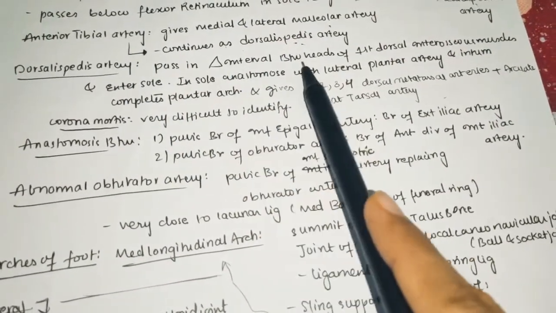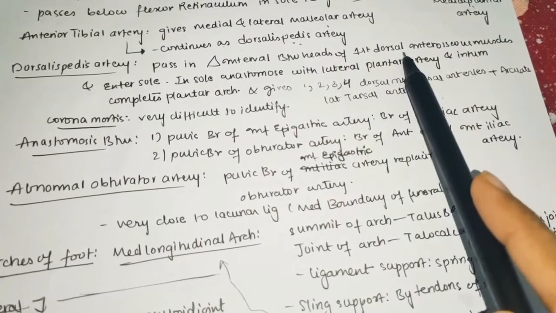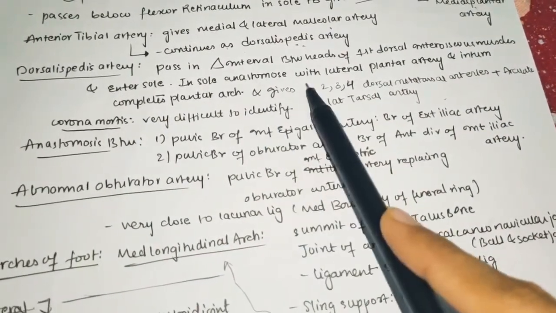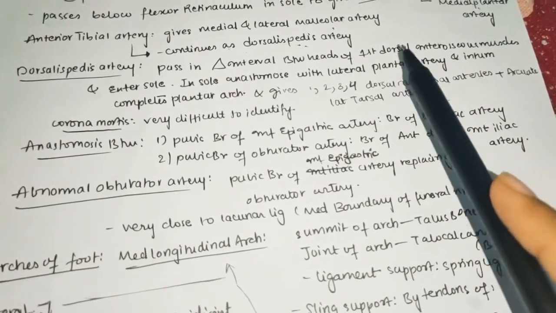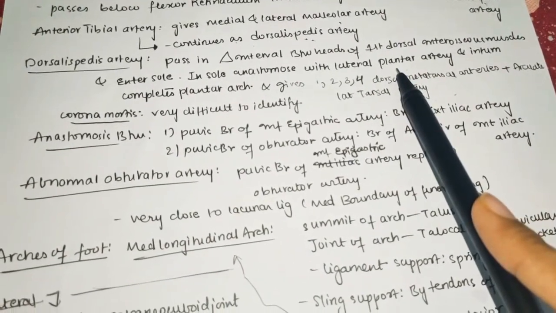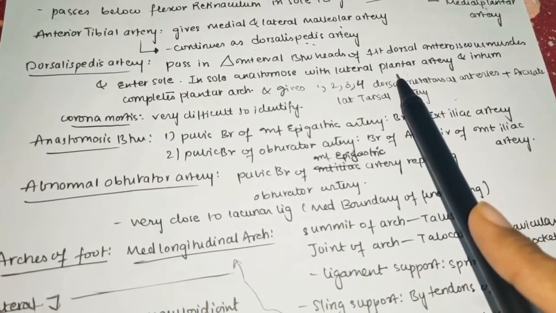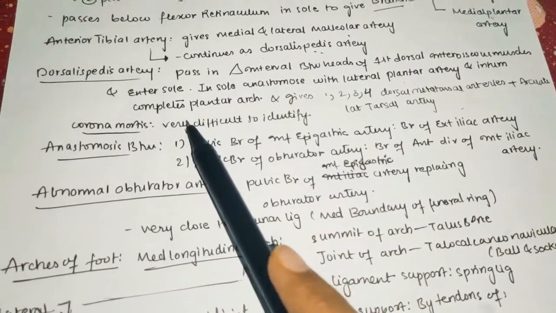It passes through a triangular interval between the heads of the first dorsal interosseous muscle and enters the sole. In the sole, it anastomoses with the lateral plantar artery. You know, the lateral plantar artery is a branch of the posterior tibial artery, right? And in turn it completes the plantar arch.